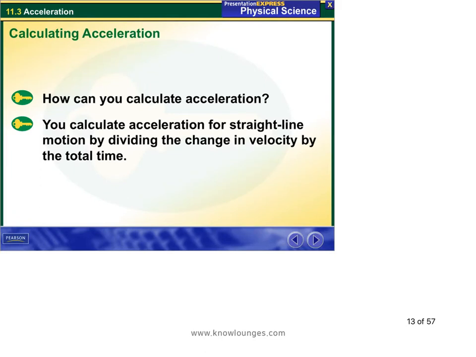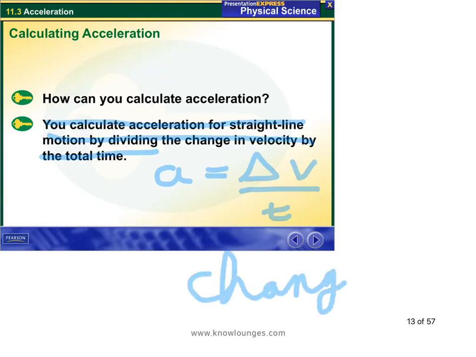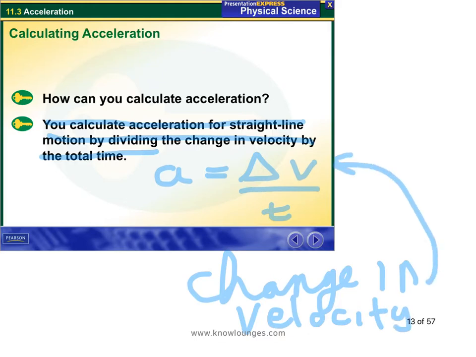Here we're going to be looking at calculating accelerations. So we calculate acceleration for straight line motion by dividing the change in velocity by the total time. So that formula I'm going to be using a lot of is acceleration equals delta V over t. So delta V stands for change in velocity. It's our delta V. Our textbook will use a slightly different version of the formula, but as I go through some problems with you, we'll be concentrating using this version of it.